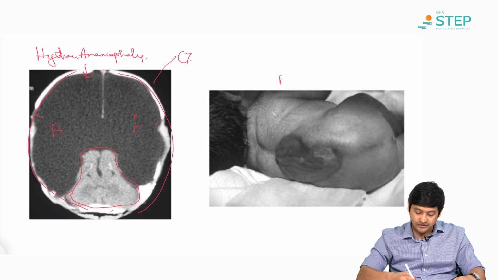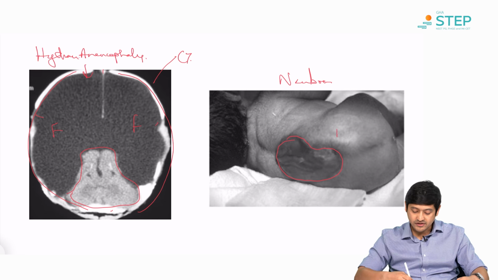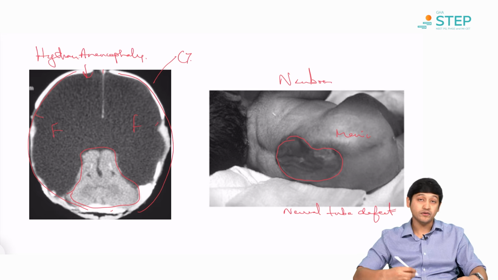All right. You have a baby. This is a newborn. You notice that in the region of the lower dorsal lumbar spine, you see an exposed mass of tissue, and this becomes a meningocele or a neural tube defect. So this becomes a neural tube defect, which can be open or closed, open in this case.